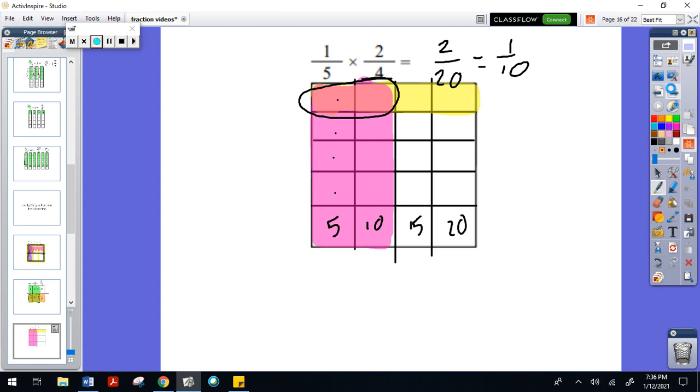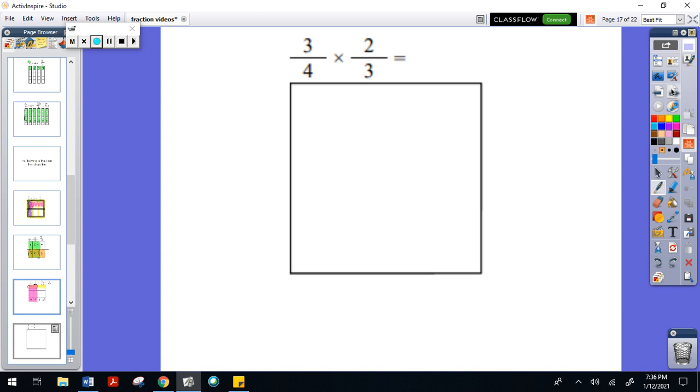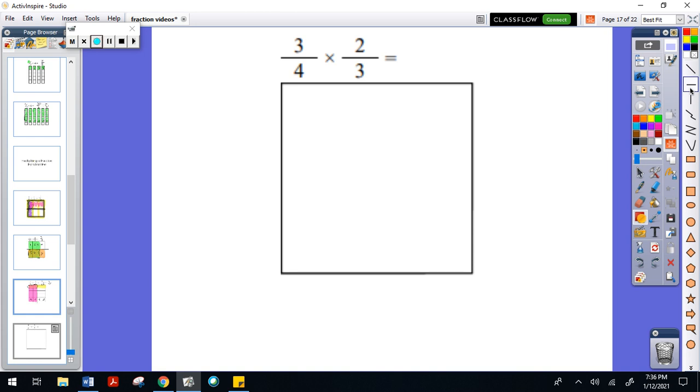Alright, so pause the video here and see if you can solve this one on your own by drawing the picture on a piece of paper. Alright, so hopefully you try to work this one out on your own.